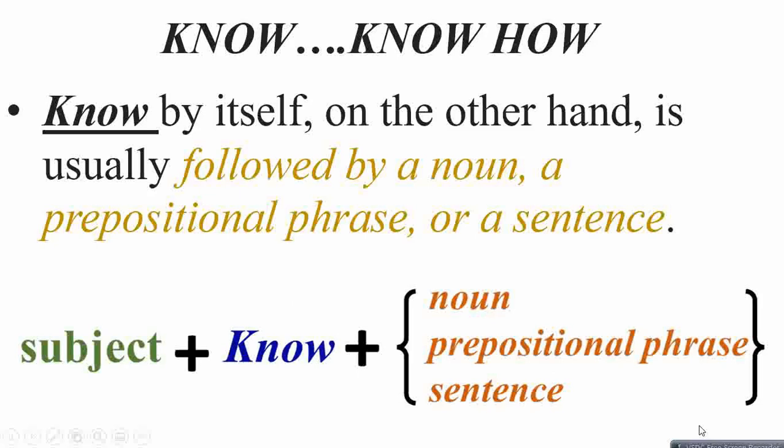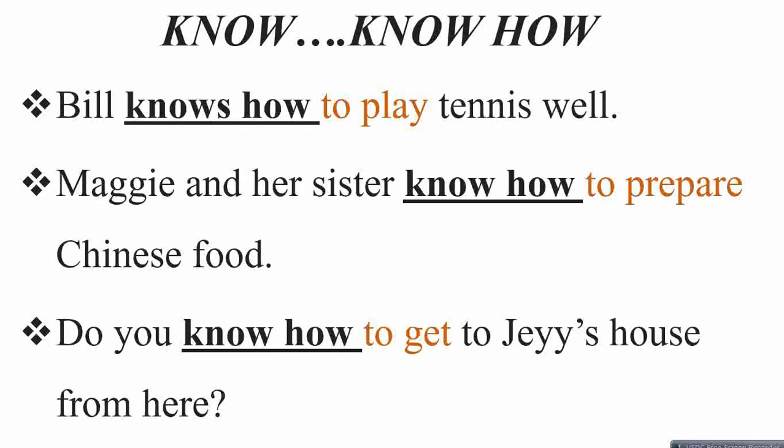So bear in mind know how के बाद verb आएगा in infinitive form और know के बाद simple आपके पास prepositional phrase, noun या sentence आएगा. अब हम इसको examples देखते हैं ताकि to understand the whole concept. Starting off with the first one, which is Bill knows how to play tennis well.